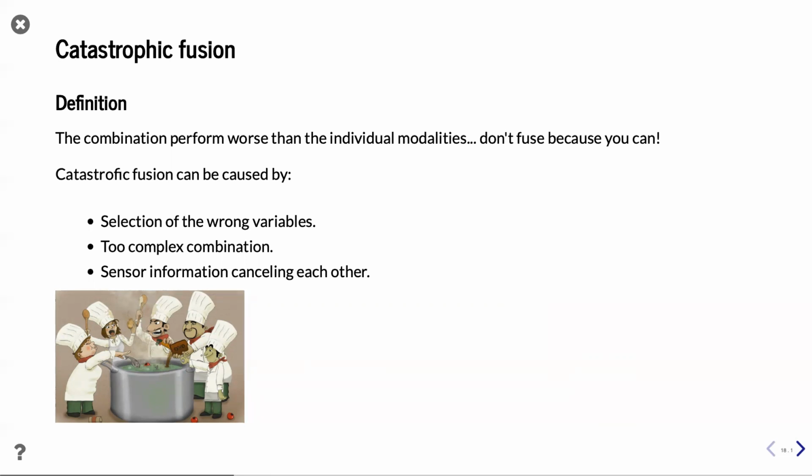Reasons for it is that you have selected the wrong variables in your fusion, or it could be even that you have a too complex combination. There is not enough information that would correlate into a good result. And if you're unfortunate, it can even be that sensor information is canceling each other out. So you get worse result because one is pointing in that direction and the other in that direction. And in the end, you have nothing in the middle.